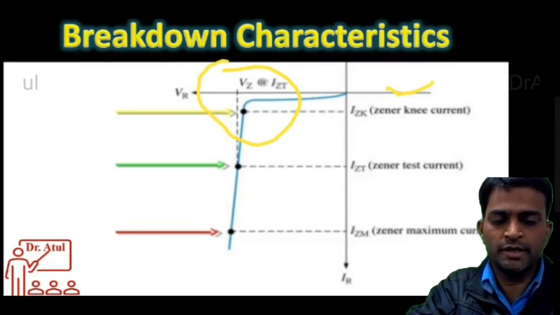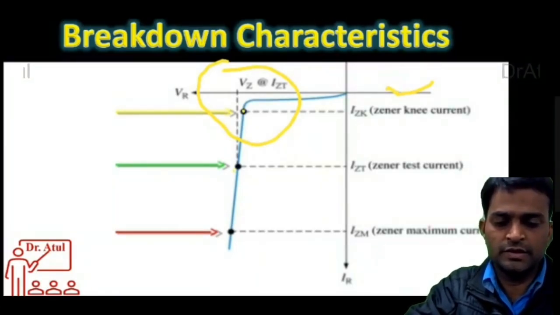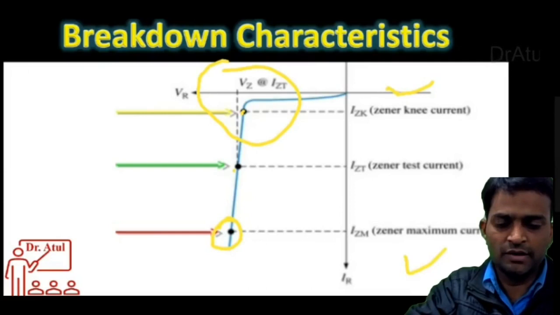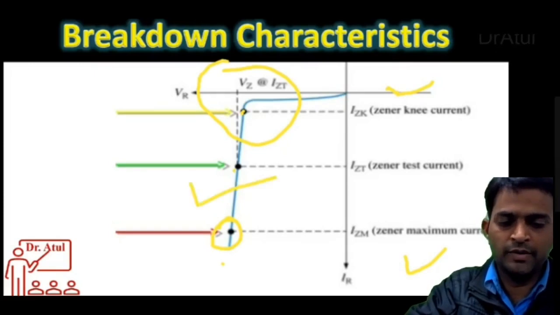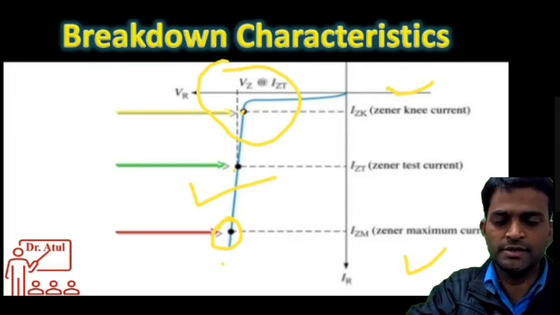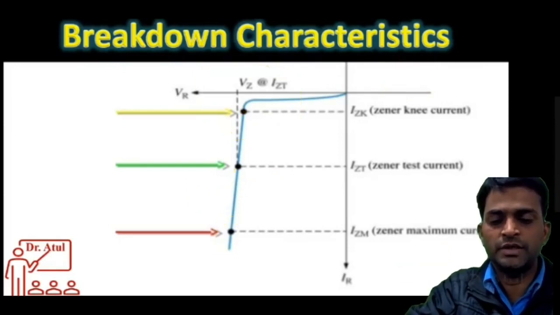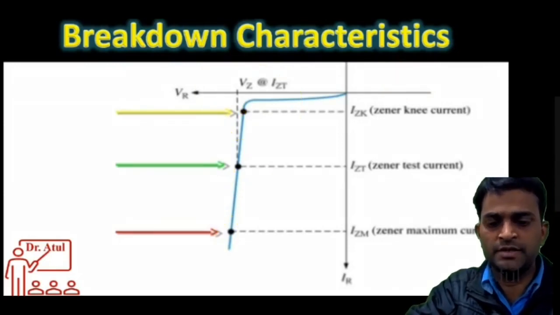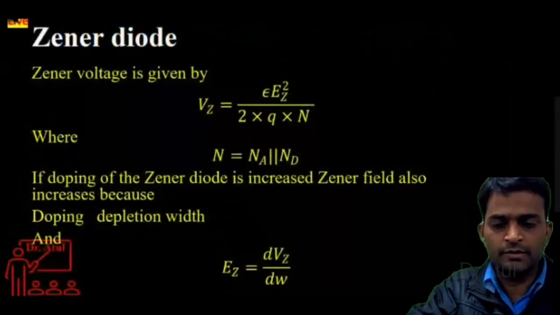called the Zener knee current, and then the current increases without increasing the voltage. The maximum current that is flowing through the Zener diode is called the Zener maximum current, and the current between the knee current and the maximum current is called the Zener test current. So in this way, this breakdown region is divided and analyzed.